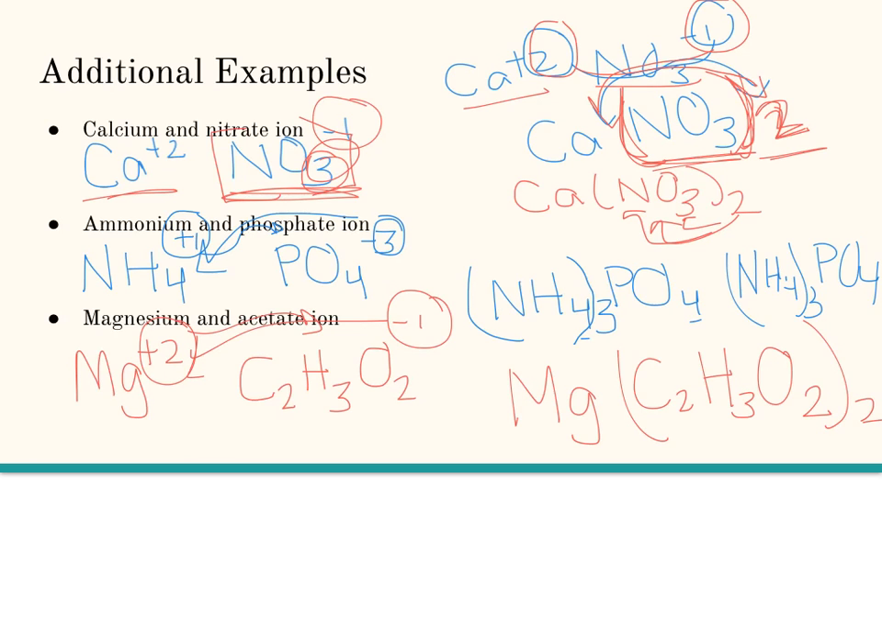So that is how we write the formulas for ionic compounds. The key thing to remember is ionic compounds are electrically neutral, so the overall charge of the compound should always be 0.